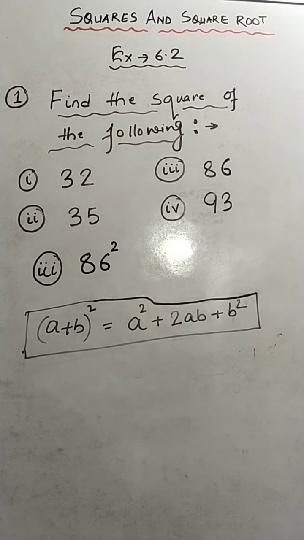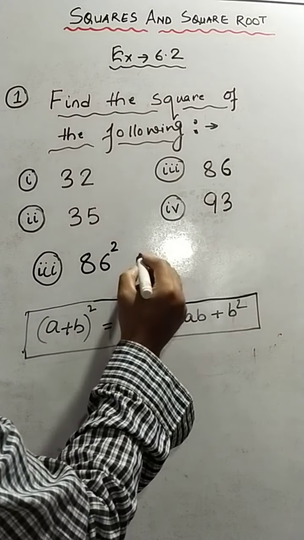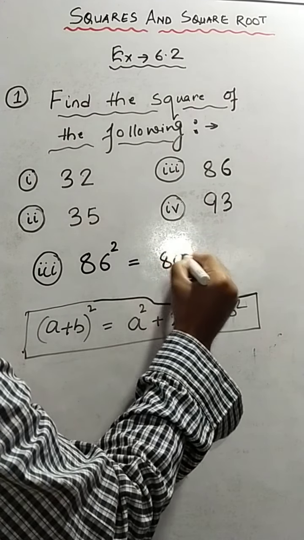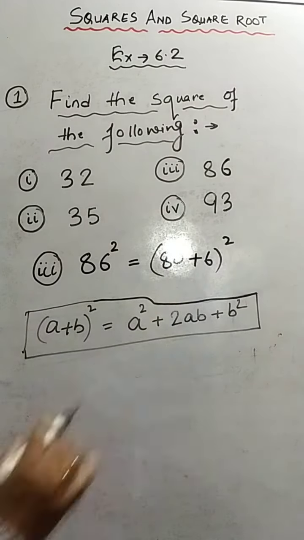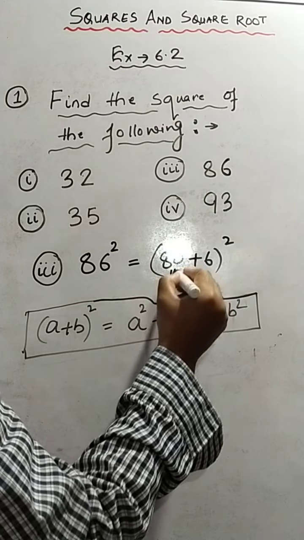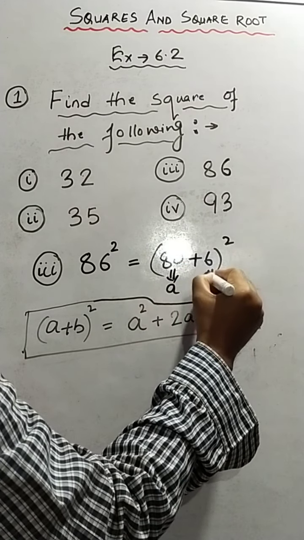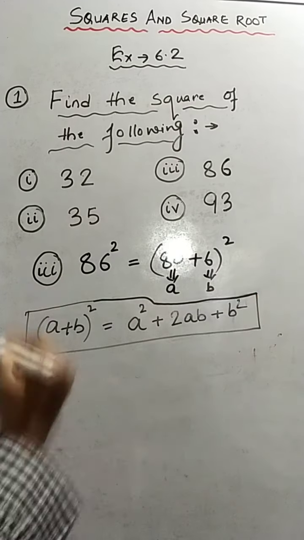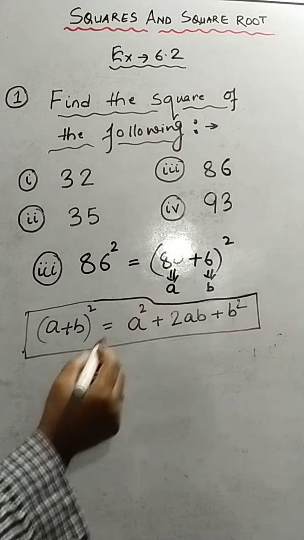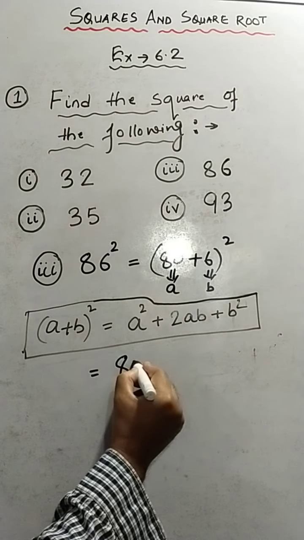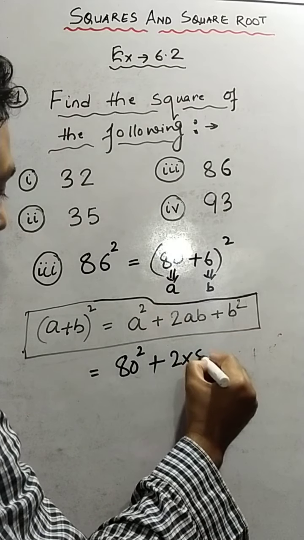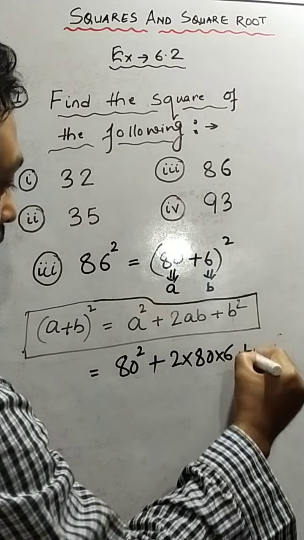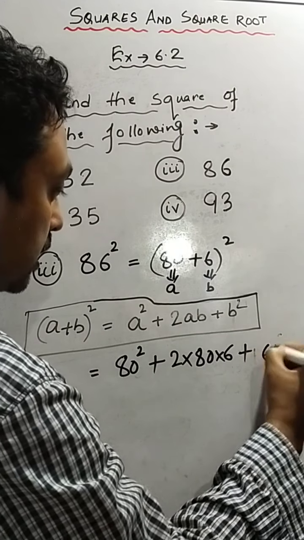Sum number 3 is 86. Now we have to find the square of 86. How to break this 86? 80 plus 6 whole square. Now we'll follow the same identity. What is there in place of a? It is 80, and in place of b it is 6. So the first thing to write is a squared, that means 80 squared, plus 2 into 80 into 6, plus b square, that is 6 square.